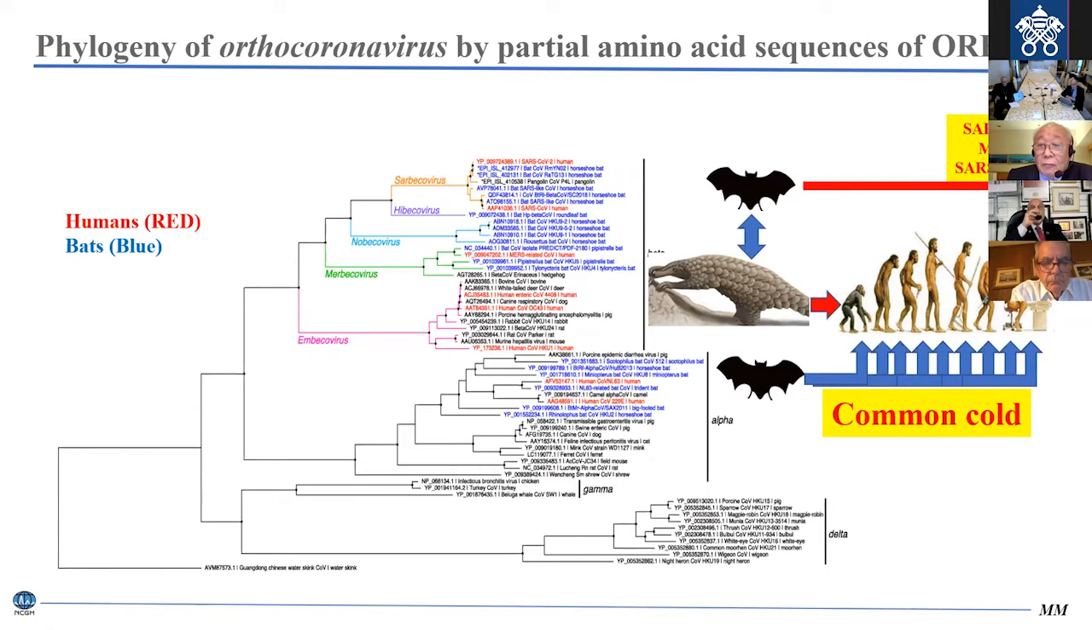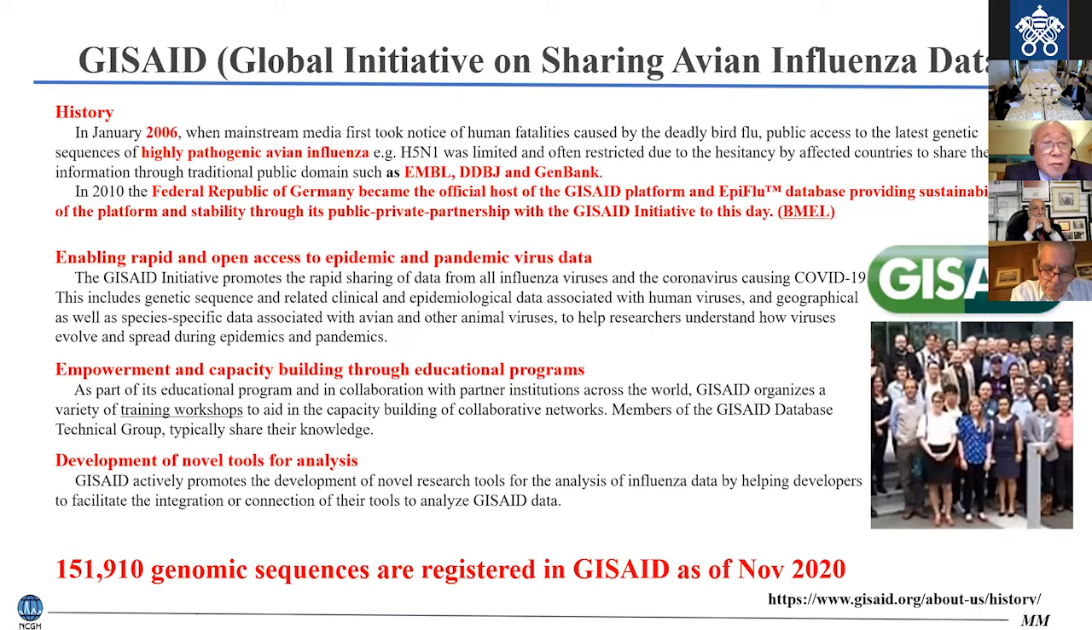But at present, no one knows how to predict this. This is a big point. To resolve this, we are using the Global Initiative on Sharing Avian Influenza Data.